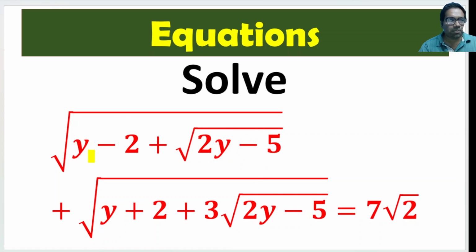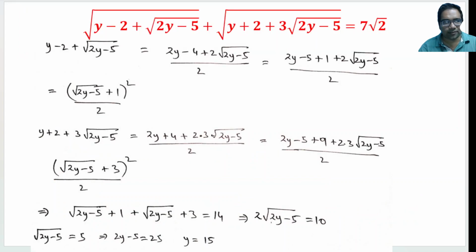In this kind of problem, we should try to make the inside part a perfect square. How do we make this a perfect square? Let's see how. Let's take this part, y minus 2 plus under root 2y minus 5. We have to make this a perfect square, where under root 2y minus 5, let's say this is a, some a plus something whole square. Let us try to achieve that.